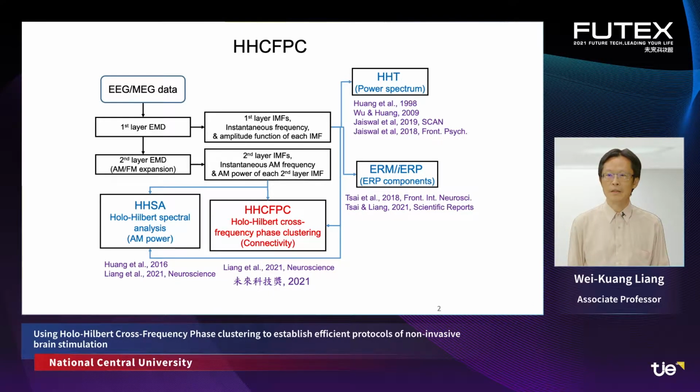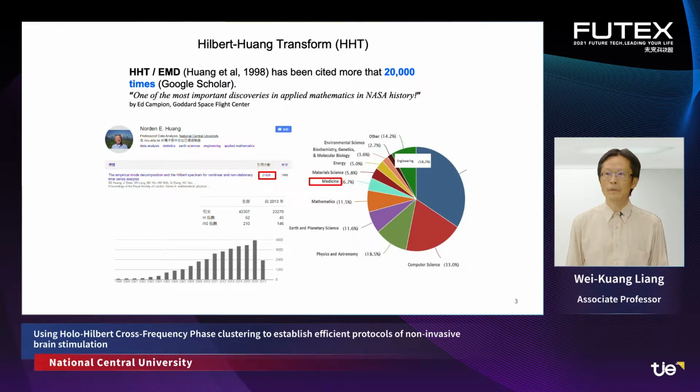Both the HHSA and the HHCF-PC originated from the previously proposed HHT, Hilbert-Huang transform, invented by Norden Huang. HHT, or EMD, by itself is a time frequency representation of data. It has been cited more than 20,000 times in various fields of science and has been increasingly used in biomedical fields. The HHT, or EMD, has been mentioned as one of the most important discoveries in applied mathematics in NASA history.